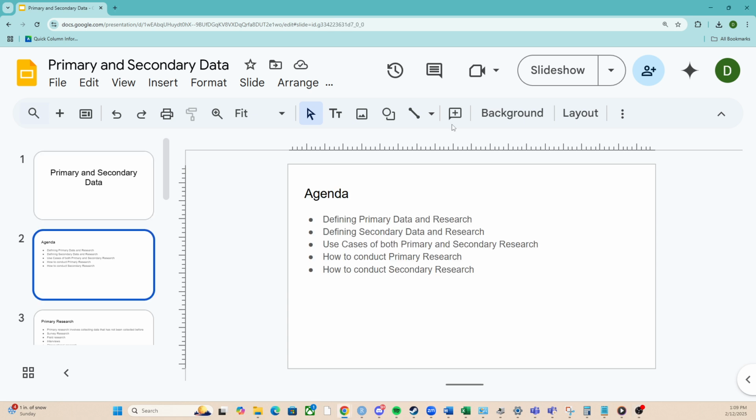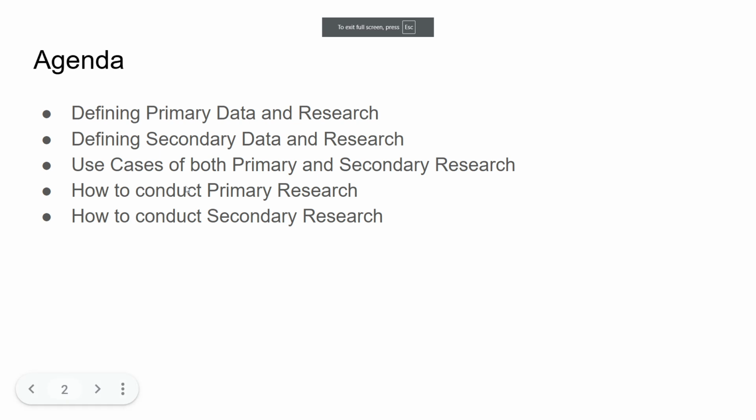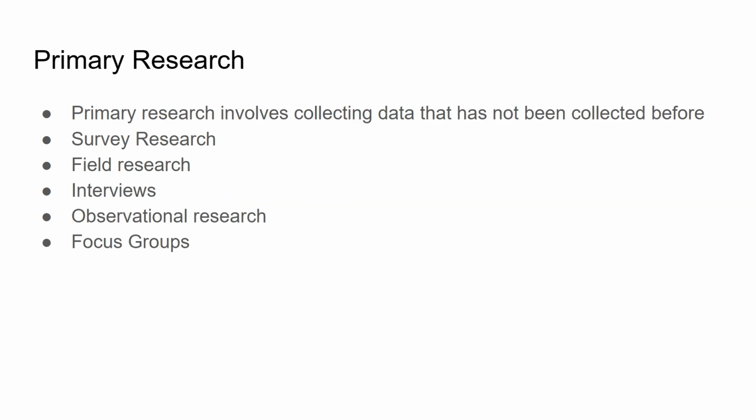So what I want to do is go over what primary data and research is, and secondary data and research, the use cases of both primary and secondary research, and how to conduct that primary research, as well as how to conduct that secondary research. It's a pretty simple little agenda. Let's be a fast one.